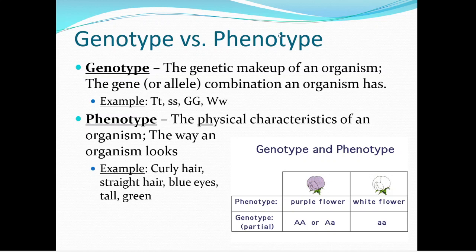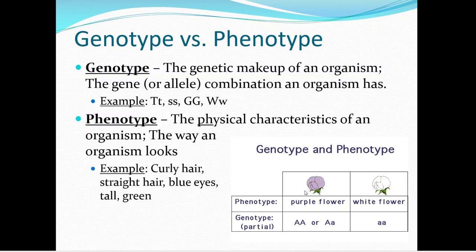How about genotype versus phenotype? So the genotype is the genetic makeup of an organism. So the gene or allele. So it is our letters, okay? That is a genotype. That is what our genes tell us. But a phenotype is the physical, see the P, physical characteristics of an organism. It's the way it looks. So curly hair, straight hair, blue eyes.